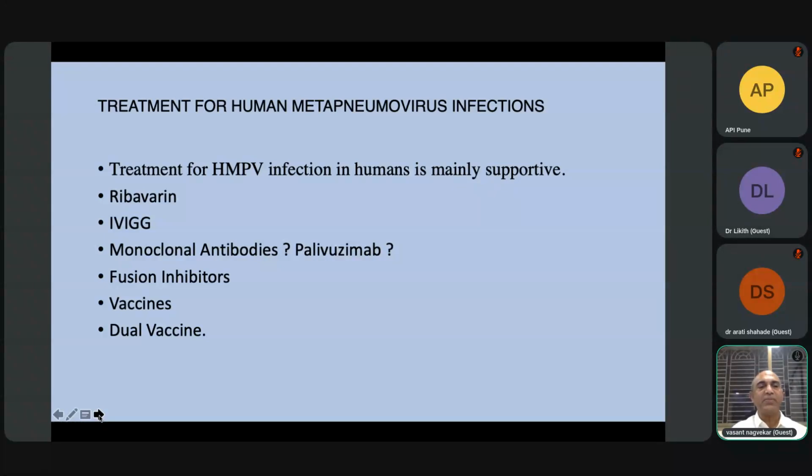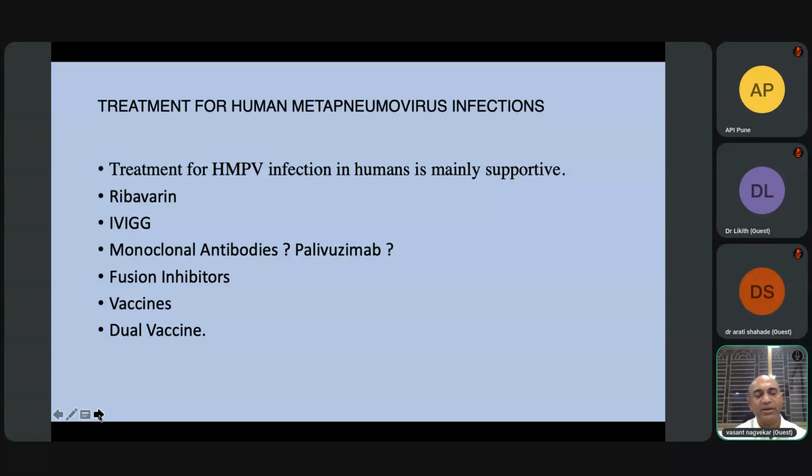There are various other treatments which are experimental, that is fusion inhibitors. There are various vaccines, the particle one and the live attenuated vaccines. So many vaccines are in phase 1 and phase 2 trials. In the next slide we will run through the various vaccines available. Also, there is a dual vaccine in development in phase 2 trial, because if you have a vaccine for respiratory syncytial virus, why is there no vaccine for human metapneumovirus? And that is because of the absence of the two nucleoproteins, N1 and N2.